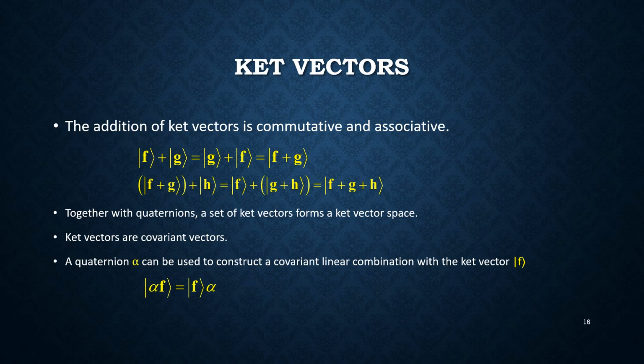The addition of ket vectors is commutative and associative. Together with quaternions, a set of ket vectors forms a ket vector space. Ket vectors are covariant vectors. A quaternion alpha can be used to construct a covariant linear combination with the ket vector f.